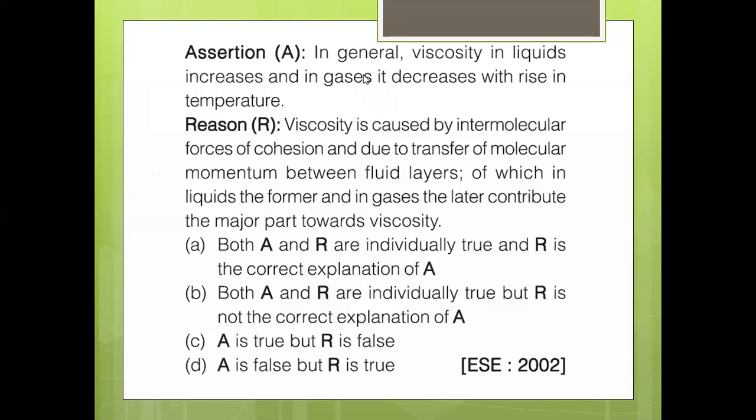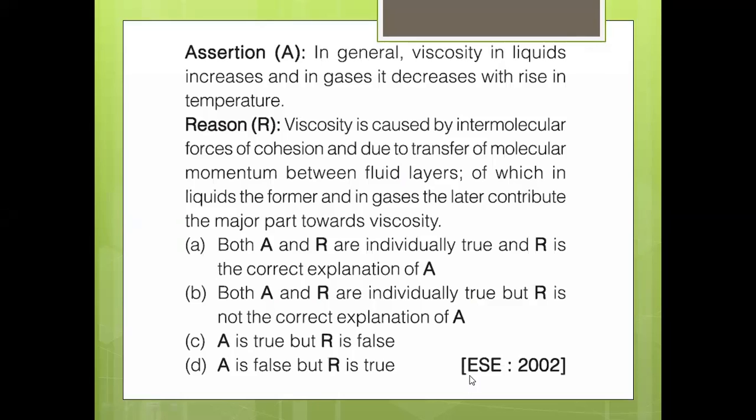Next question. So this question was asked in ESE 2002. Now there is one assertion and there is one reason. Assertion means there is one statement we can say, and for that statement the reason has been given. So we have to read both, and then we have to select the correct option from A, B, C, D.